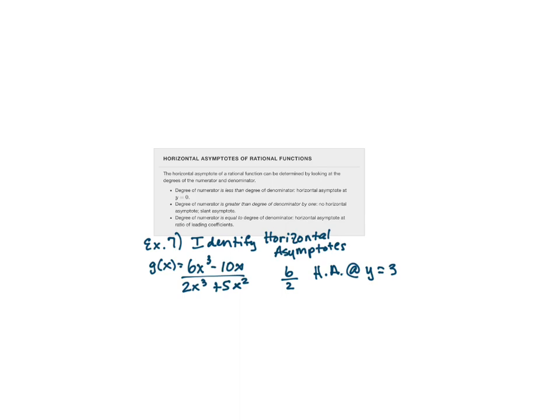All right, h of x is equal to x squared minus 4x plus 1 over x plus 1. Now look at the degrees. Top one's greater than the bottom. No horizontal asymptote. No rule here. No asymptote.